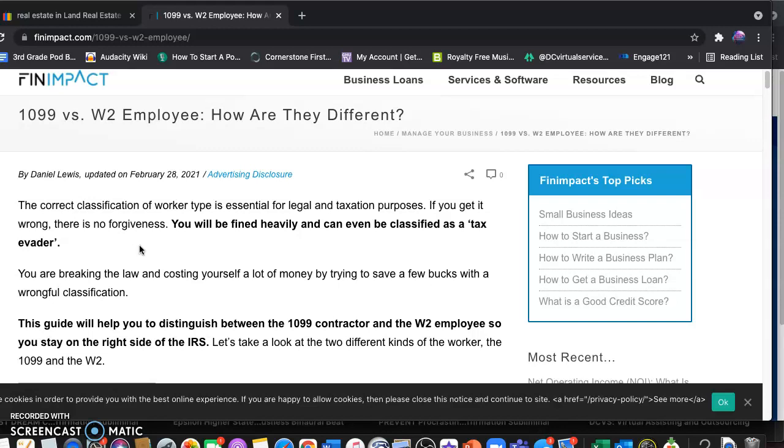So I wanted to go over what a 1099 versus a W-2 employee is, but make sure it's digestible, not overcomplicate it, and also bring facts and some kind of citation with it. So FinImpact, I believe, will help explain this in a digestible manner. So let's get started.